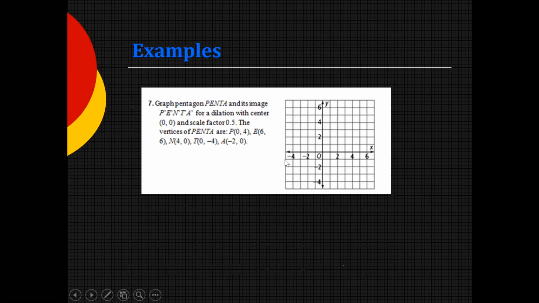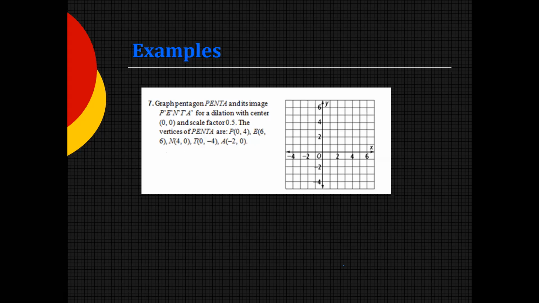So they told you here that your pentagon PENTA has its image P prime, E prime, N prime, T prime, A prime for a dilation with center 0, 0. So when you see that they say that the center is 0, 0, you can say whoopee, because then all you have to do is multiply by your scale factor. All right, so the vertices of PENTA are this. So they want you to perform the dilation.